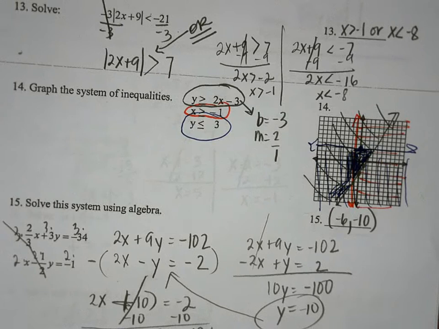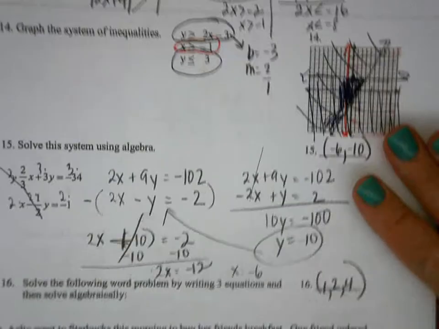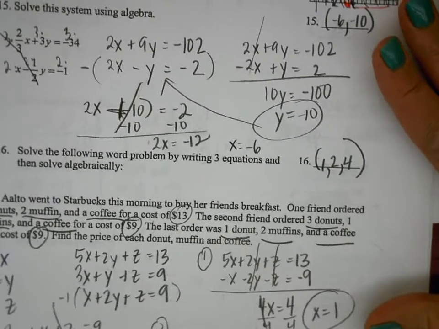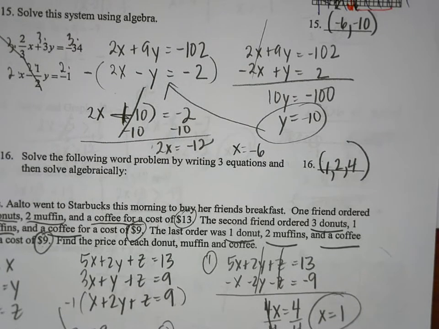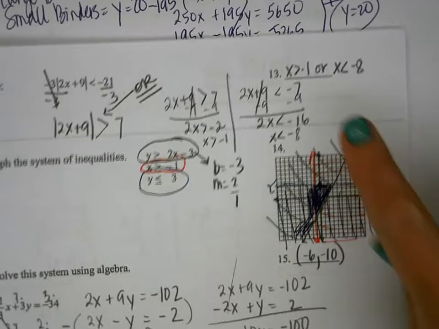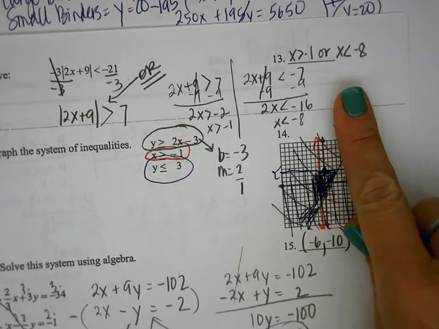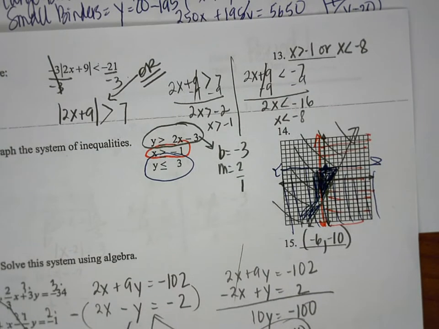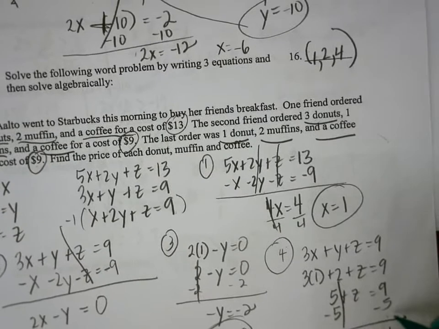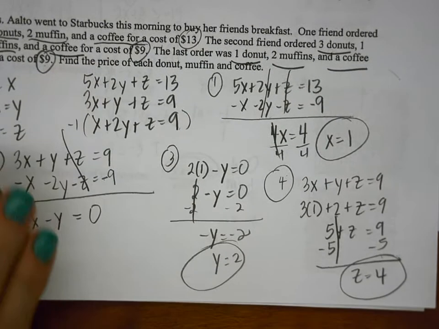Okay. I need to move it up. Okay, 13 is right there. X is greater than negative 1, or x is less than negative 8. And then on the last one, number 16, x is 1, y is 2, and z is 4. You did all your work on me. Yes.